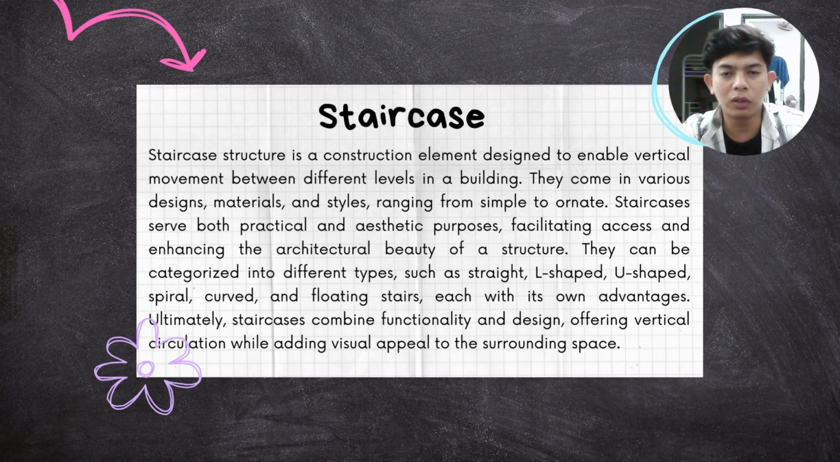As you know, a staircase structure is a construction element designed to enable vertical movement between different levels in a building. They come in various designs, materials, and styles. They can be categorized into different types such as straight, L-shape, U-shape, spiral, curved, and floating stairs, each with its own advantage. Ultimately, staircases combine functionality and design, offering vertical circulation while adding visual appeal to the surrounding spaces.